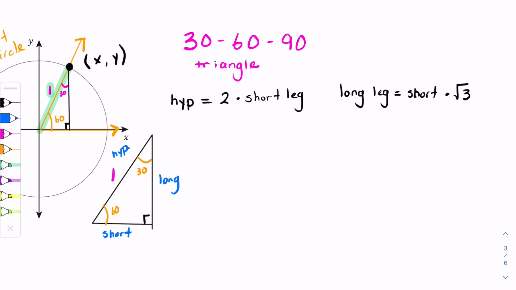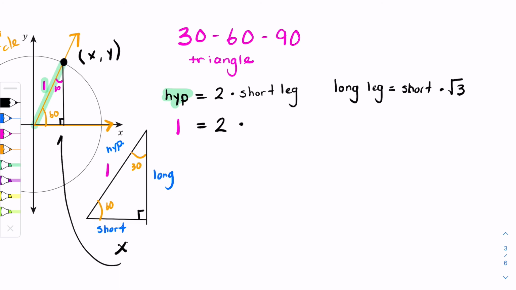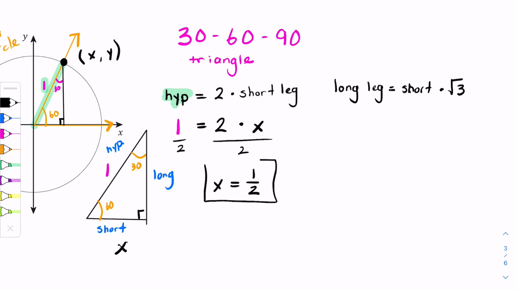So if we know the length of the hypotenuse, then we're going to start with that. You start with whatever you know. Knowing that the hypotenuse is 1, we can substitute 1 in for that value, and we have 2 times the short leg. I'm going to label the short leg x because up here, the short leg is on the x-axis. So 2 times x. In order to solve for x, I divide both sides by 2, and x is equal to 1/2. Here's your x value.